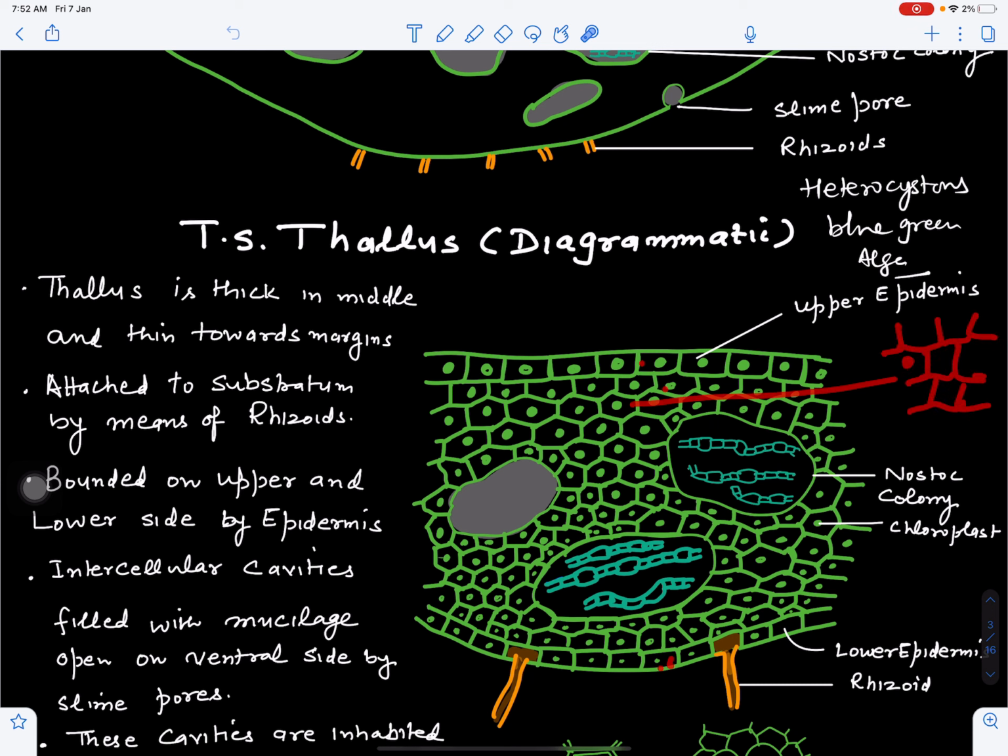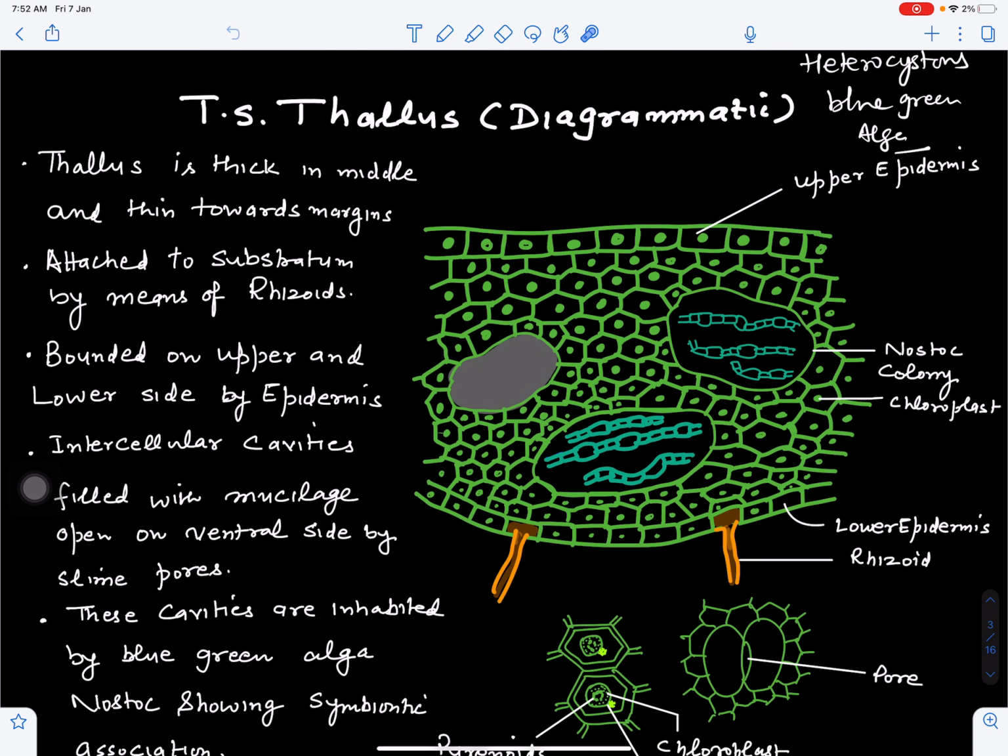And every cell has a chloroplast. We can see these are the chloroplasts, because the thallus is green in color. So these are the cavities which are produced by schizogenous splitting of the cells. These cavities may be covered by mucilage, then they are called mucilaginous cavities. When they are inhabited by Nostoc filament, to see the detailed structure of Nostoc, you can watch my video on Nostoc. The link will be shared in the description box. So these are inhabited by Nostoc.